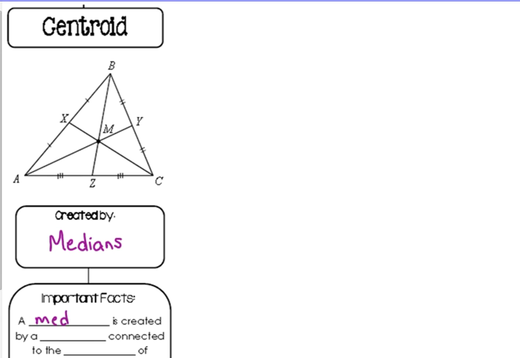So a median is created by a vertex connected to the midpoint of the opposite side. If we start at A, start at that vertex, Y is the midpoint on the other side. So we're connecting that right there. If we start at B, Z is the midpoint of the opposite side. So that's a median right there. And then if we start at C, X is the midpoint on the other side. So the centroid here is M.